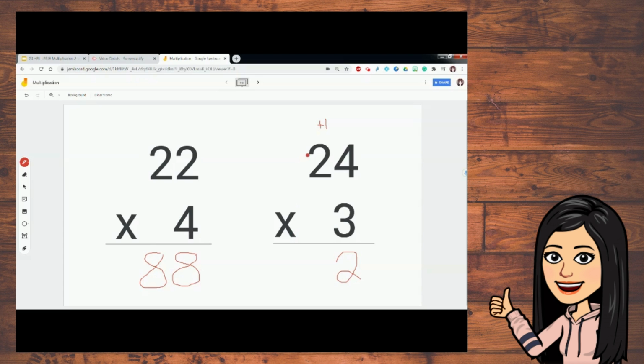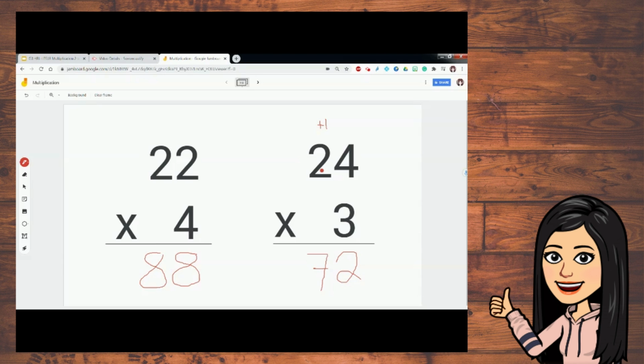So 3 times 2 is equals to 6. Now you have to add 1 to 6. So 3 times 2 is equals to 6 plus 1. So it will become 7. So the answer to 24 times 3 is equals to 72. Check your paper po. See if you are correct. See if you follow the instruction and steps po correctly.